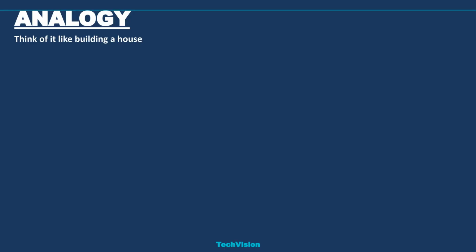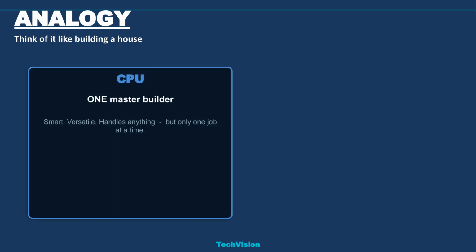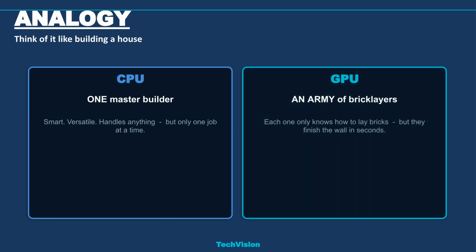A good analogy is building a house. The CPU is one master builder, smart and versatile, but only working on one job at a time. The GPU is an army of bricklayers, specialized for laying bricks but completing the wall instantly.